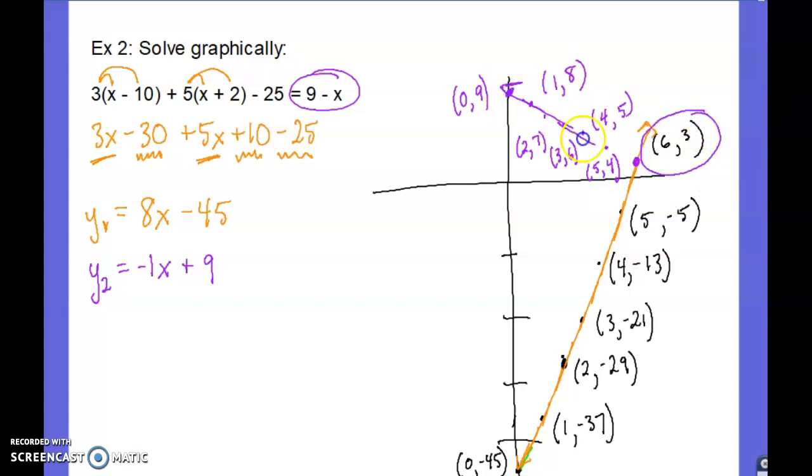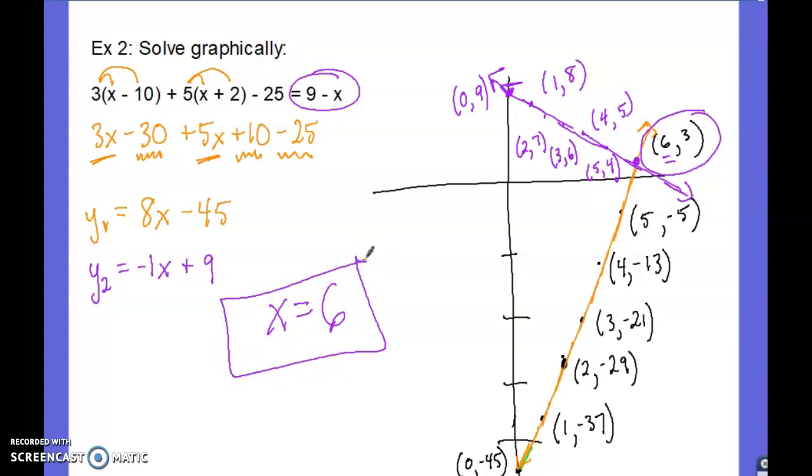So what we just found there is the point where these two lines cross, and because it's set up as x equals, all I care about is the x value, so x equals 6 is the correct answer. Definitely a lot more work, but at least graphically you understand what's happening when you're solving a problem.